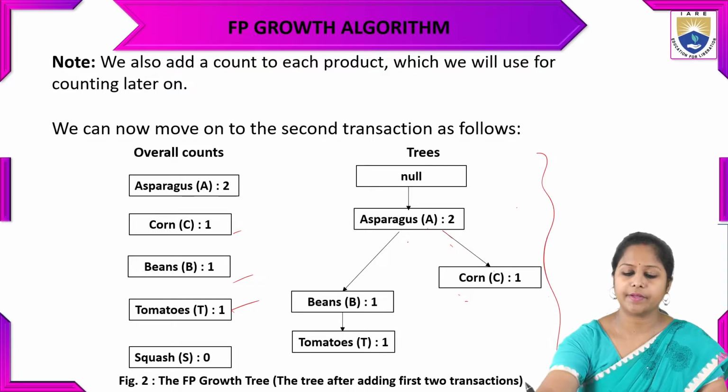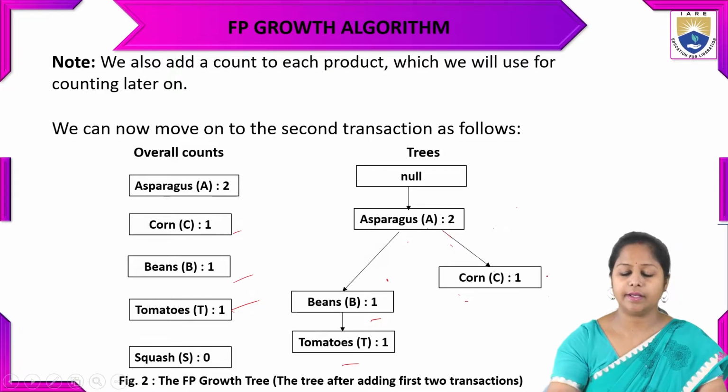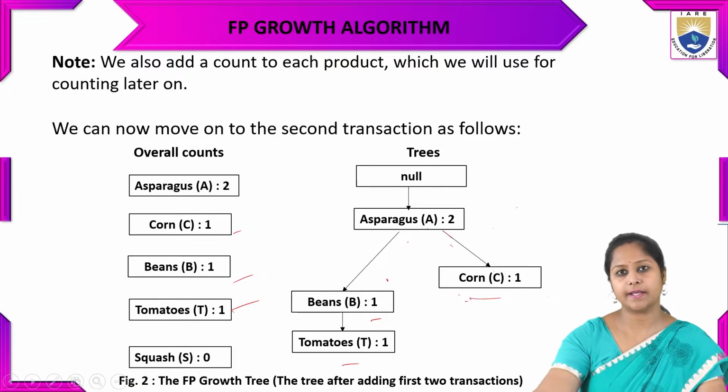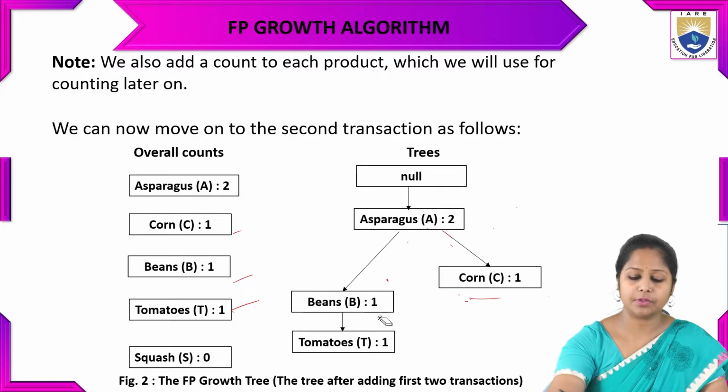Okay. So now in this second transaction we have constructed the tree that has the null node. Asparagus has a support count of 2. Beans is on the left-hand side with the tomato subnode, and on the right-hand side the corn is there with a support count of 1. So that was the tree after the 2 transactions.